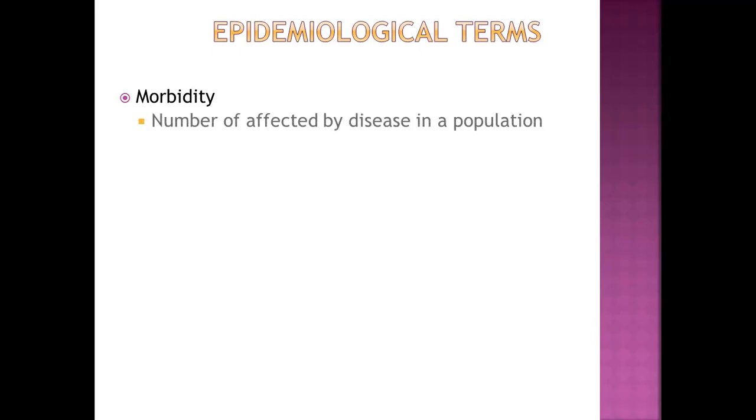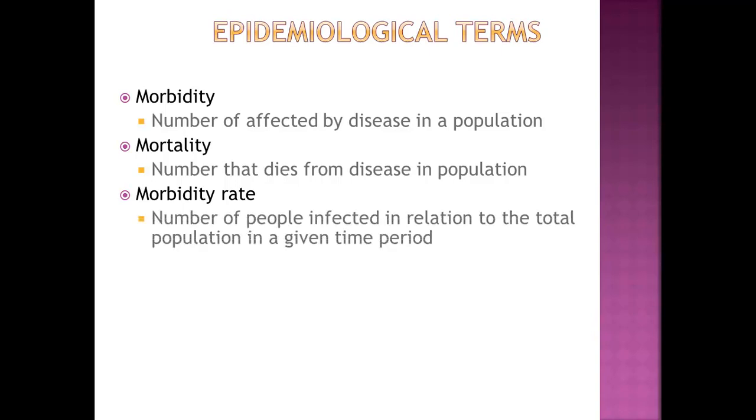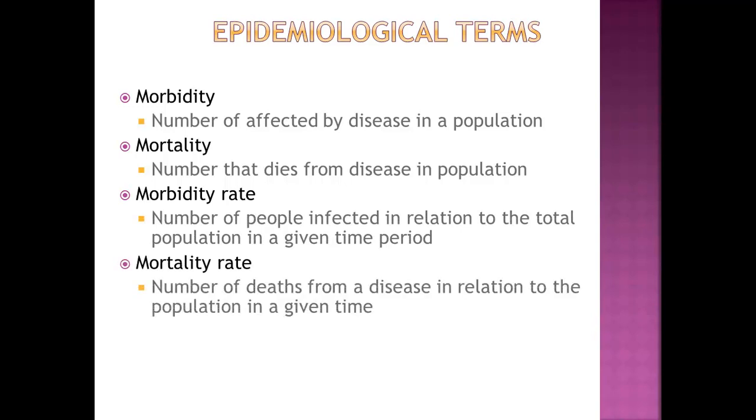Epidemiological terms: morbidity is the incidence of a specific notifiable disease, so the number affected by disease in a population. Mortality is the deaths from notifiable diseases, so the number that dies from a disease in a population. The morbidity rate is the number of people affected in relation to the total population in a given time period. The mortality rate is the number of deaths from disease in relation to the population in a given time.